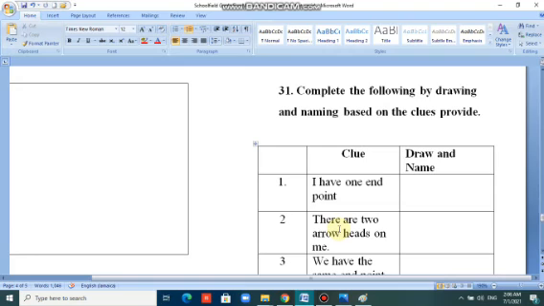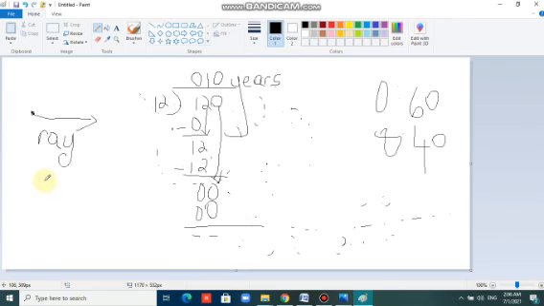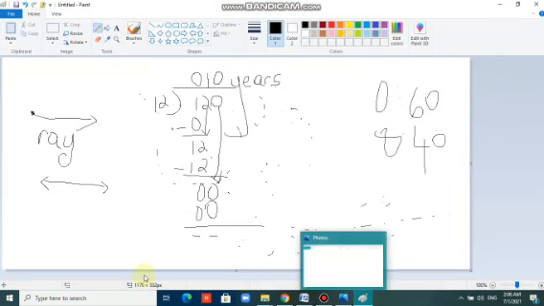Now, number 2, it says there are 2 arrowheads on me. You must know this one. This is a giveaway. So I'm drawing my straight line. This is a line. Beautiful. This is a line. Am I recording? Praise Jesus. So, yes, this is a line.